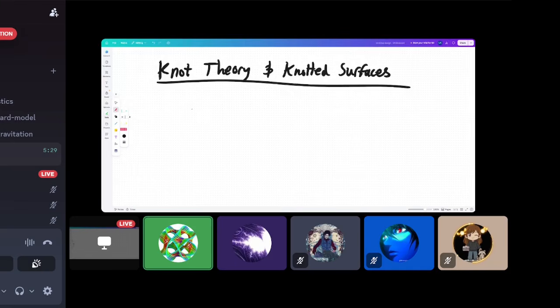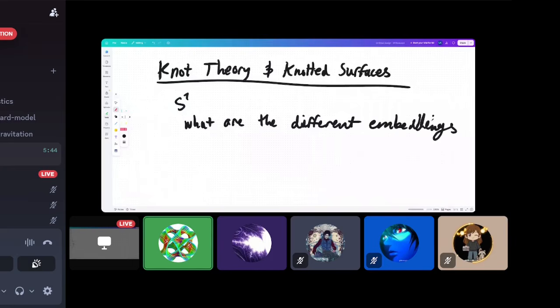Knot theory is basically, for the whole talk, I'm going to be writing S1. That's just going to be the circle, the topological circle. And knot theory asks basically what are the different embeddings of S1 into R3?